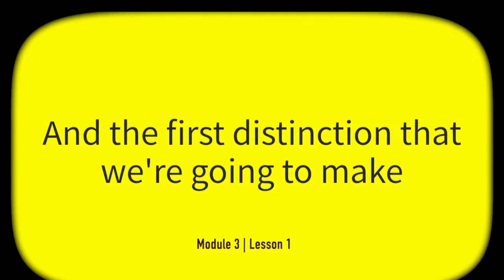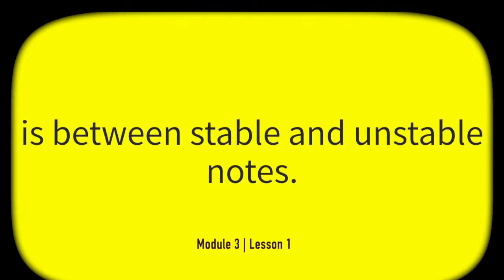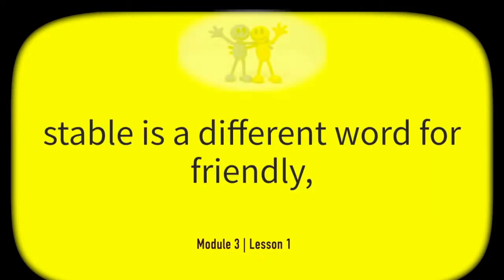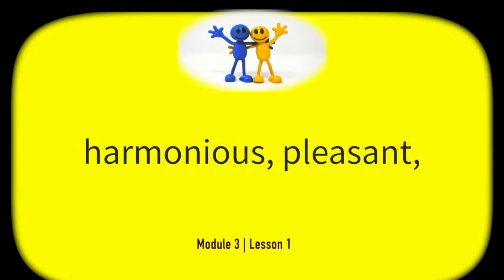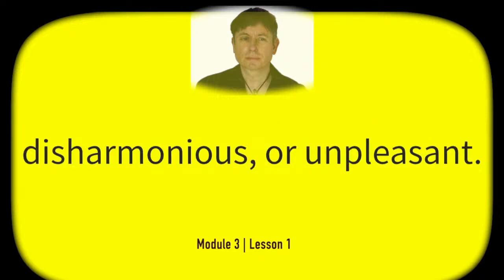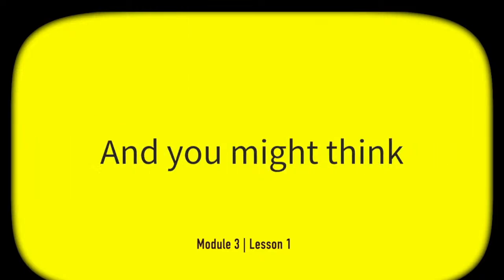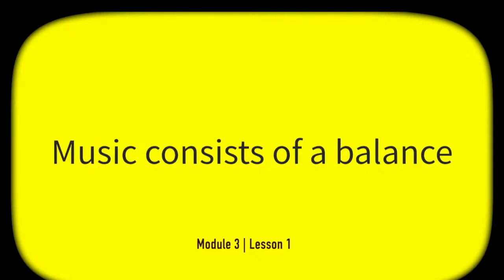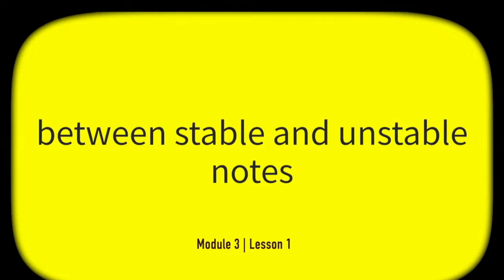The first distinction that we're going to make is between stable and unstable notes. You may have heard of that before. If not, stable is a different word for friendly, harmonious, pleasant, whereas unstable would be unfriendly, disharmonious, or unpleasant. And you might think that we only want pleasant notes, but that is not the case. Music consists of a balance between stable and unstable notes.